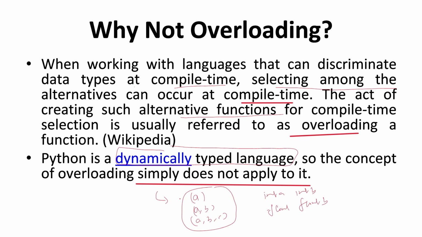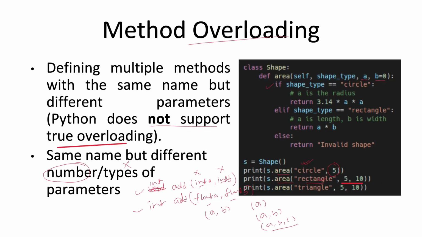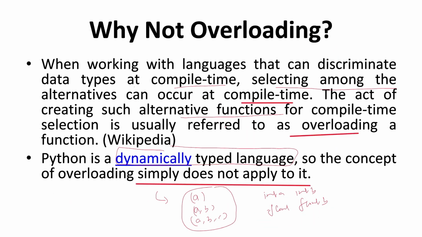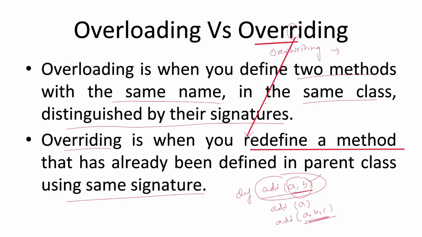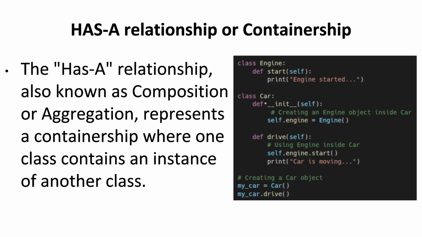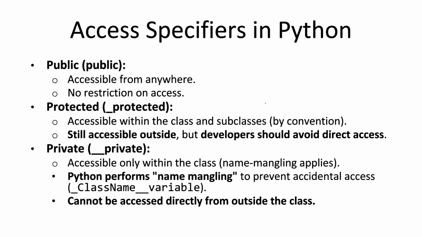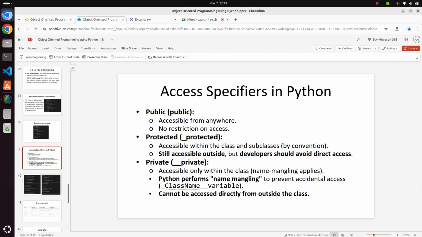So Python doesn't support true overloading. We can do it by some trick, and that is the trick that I am doing, right? So now let me show you all that code, and after that we will see the has-a relationship and we will see access specifiers, right? Okay, let's move to the code.